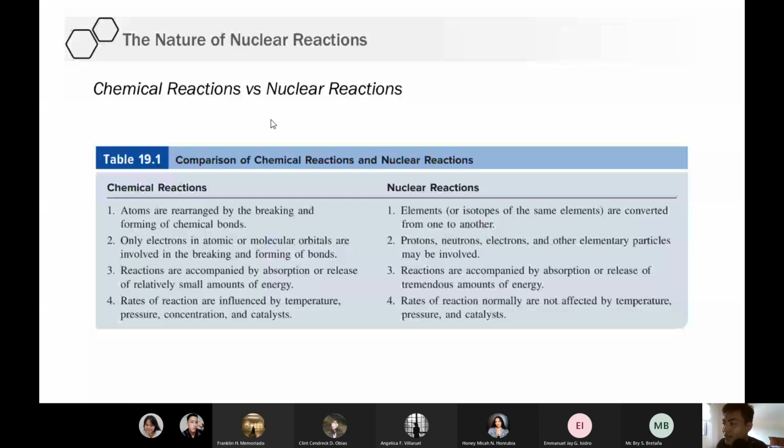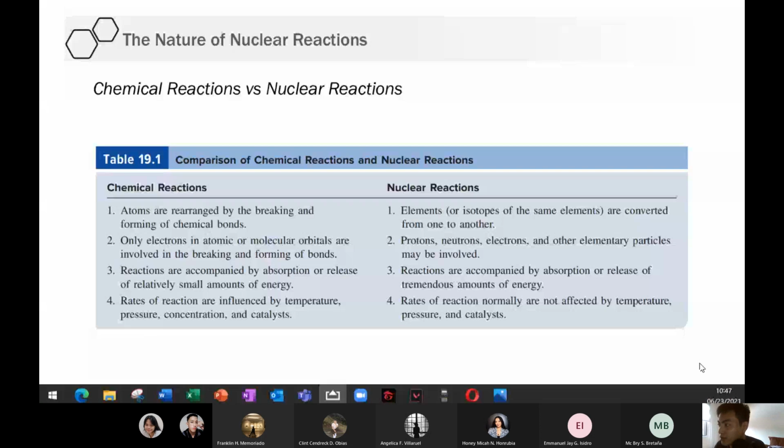Another thing, rates of reaction are influenced by temperature, pressure, concentration, and catalyst. So, sa chemical reaction, it can stop kapag wala nang reactants, 'di ba? Kaya nga meron tayong limiting and excess reagent na topic dati sa Gen Chem. Kasi alam natin, kapag naubos na yung reactant, no reaction na. Pero sa nuclear reaction, it is self-sustaining. It is not affected by any of those factors.